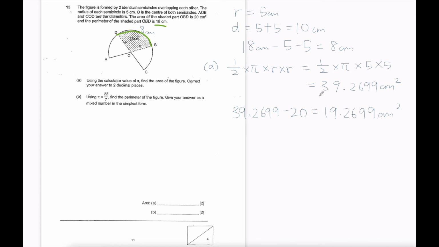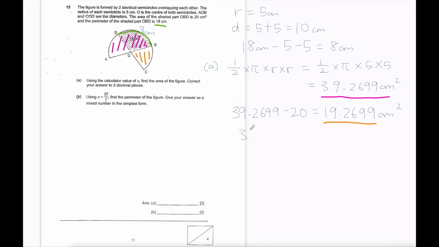I'm going to use another color. This 39.2699 is the area of this whole thing, because it's one semicircle. Now I'm going to use another color, like orange. This 19.2699 is actually here, because I used the area of a semicircle to minus away 20. So to find the area of the whole figure, I just need to add my pink and my orange together.